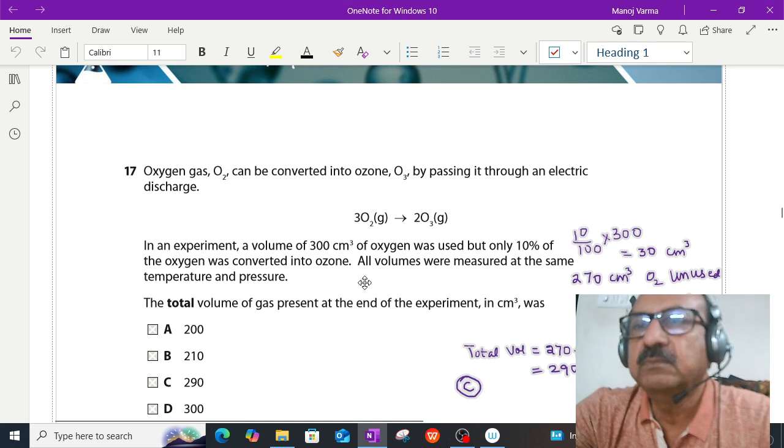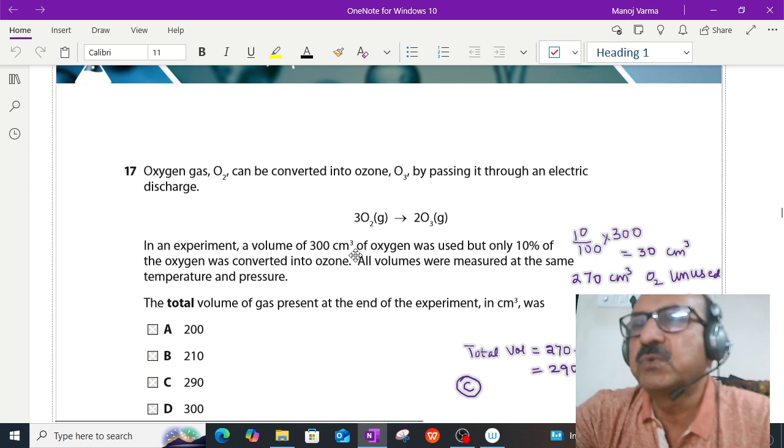Okay, so how do you go about this question? First, you have to consider this volume 300 centimeter cube, and only 10% of that is converted into ozone. So what is the 10% of 300? That is 30 centimeter cube. That means only 30 centimeter cube of oxygen is converted to ozone. That means out of 300, only 30 centimeter cube is converted. So 300 minus 30, that is 270 centimeter cube of oxygen is still remaining unused.